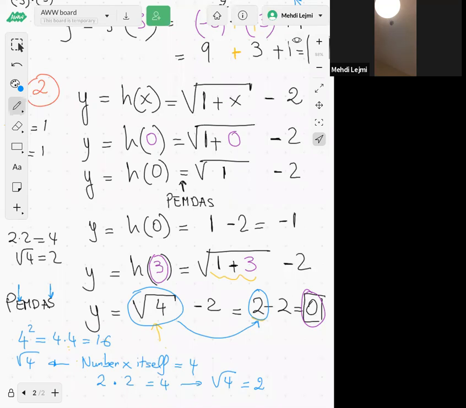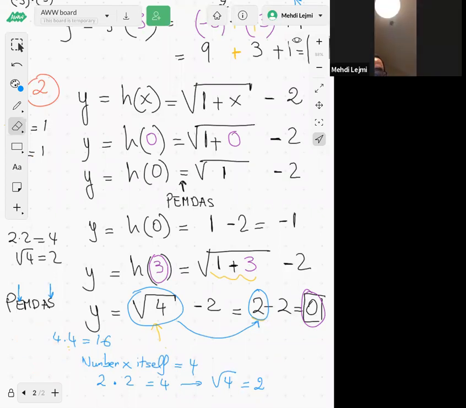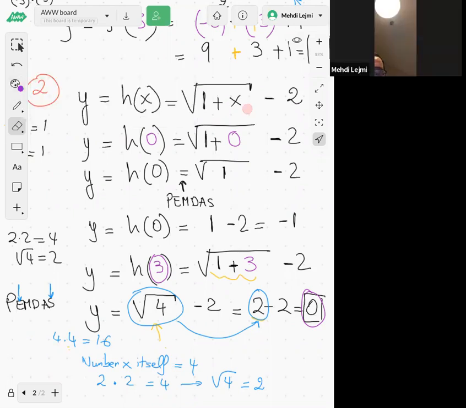Does this make sense to you? Okay, I guess yes. Is there any other question, guys? Yes, Safa. My question was, I want to ask about H of 0. I don't get how we get H of 0. What's the problem with the H of 0? I didn't get how we get 1. Okay, so you see here, you have to substitute x by 0, right? This x here, so I substitute x by 0.